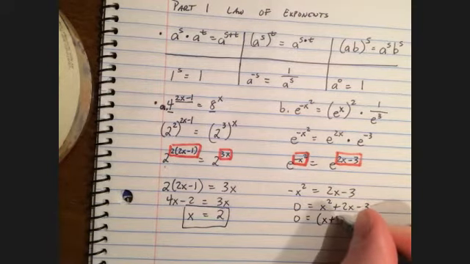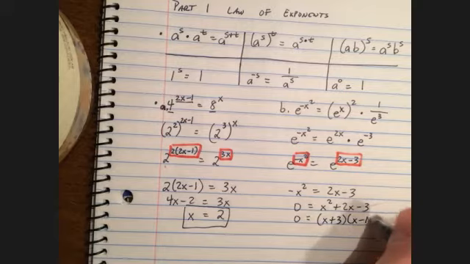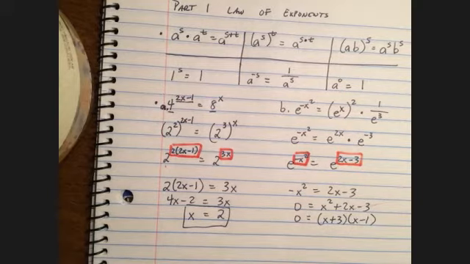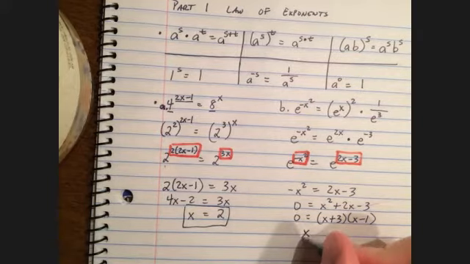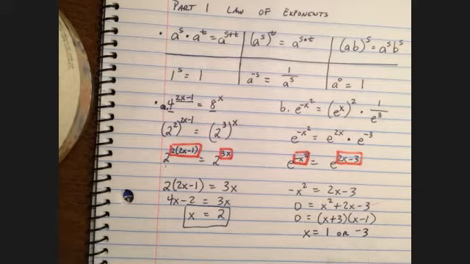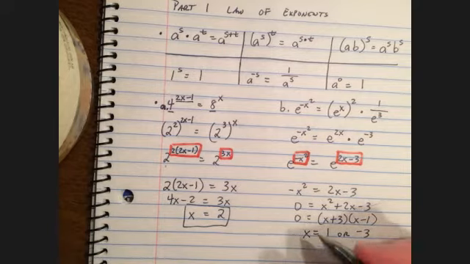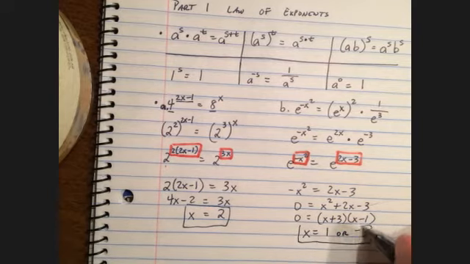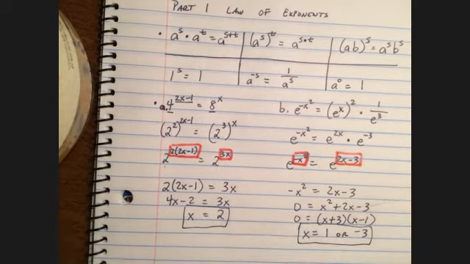Looks like it's going to be x plus 3 and x minus 1. So x could be 1, or x could be -3. And once again, you could probably go up there, plug them in, verify it, make sure it works for both of our solutions.